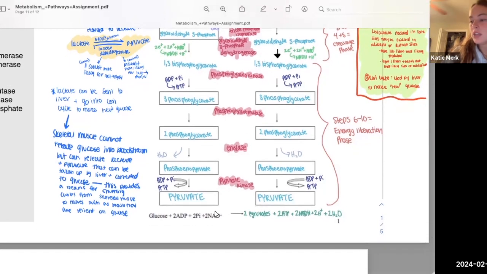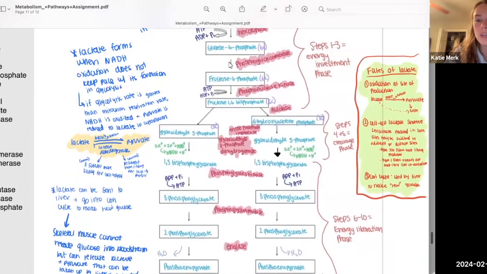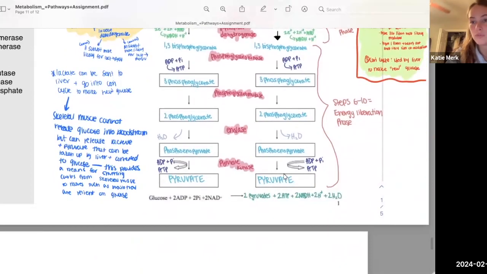So at the end of this, we convert glucose into 2 pyruvates, and we're making a total of 2 net ATPs because we invested 2 in the beginning, and then we make 4. And we make 2 NADHs as well, which are energy electron carriers.